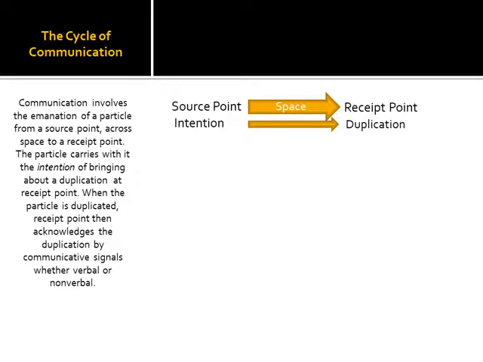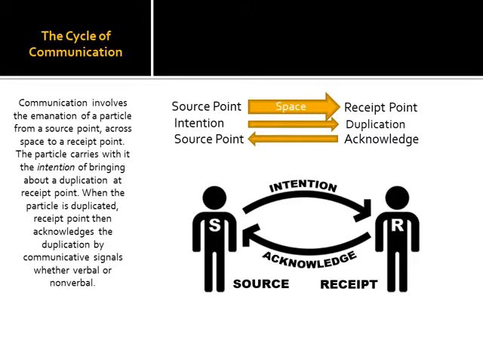When the particle is received and understood, the person acknowledges it by some kind of signal, maybe a nod or an okay, or something to let source know that the particle was understood. Once the particle has been acknowledged, then the communication cycle is complete. In order for communication to occur, all the factors must be present: source point, receipt point, the particle, the intention, duplication, and acknowledgement. When any one of these factors is missing, you have no communication.